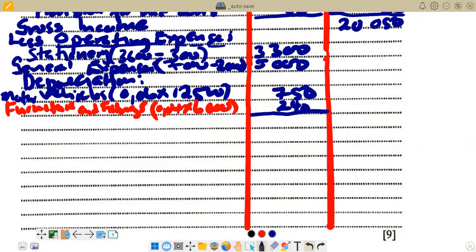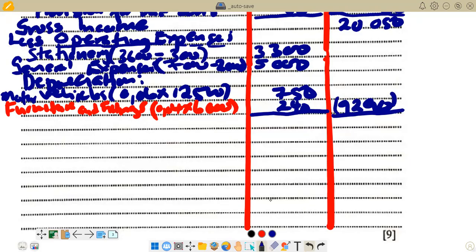So we are going to add there 3,300 plus 5,000 plus 3,750 plus 240. And then we get 9,290. So this is the total for operating expenses. So we are saying less, and then we subtract.